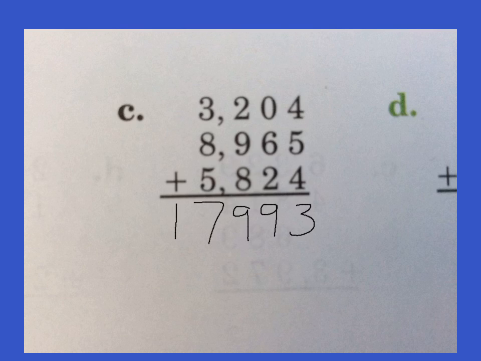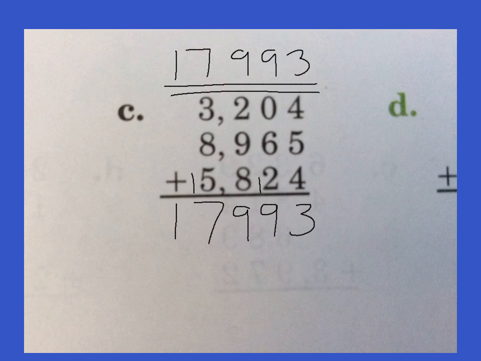Now let's check and see if this is correct. We're going up now, and we'll do the two lines here. 4 plus 5 is 9, plus 4 more would be 13. Carry a 1. 1 plus 2 is 3, plus 6 more would be 9. 8 plus 9 would give us 17, plus 2 more would be 19. 1 plus 5 is 6, plus 8 would be 14, plus 3 more would be 17.